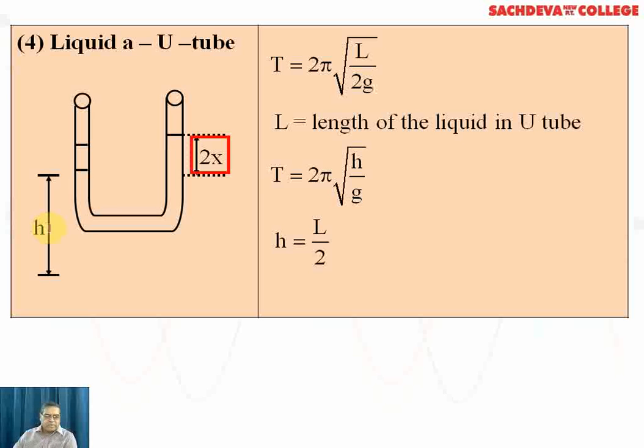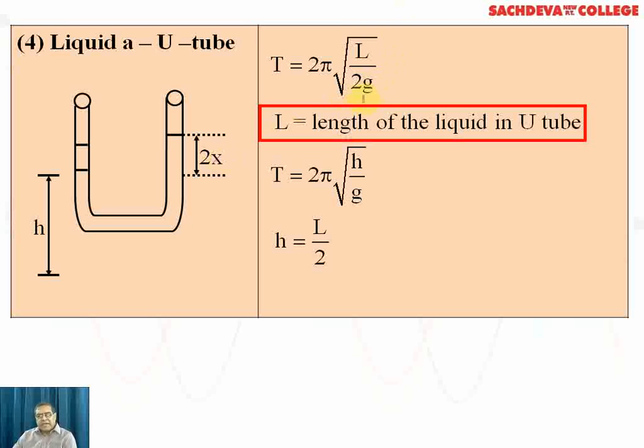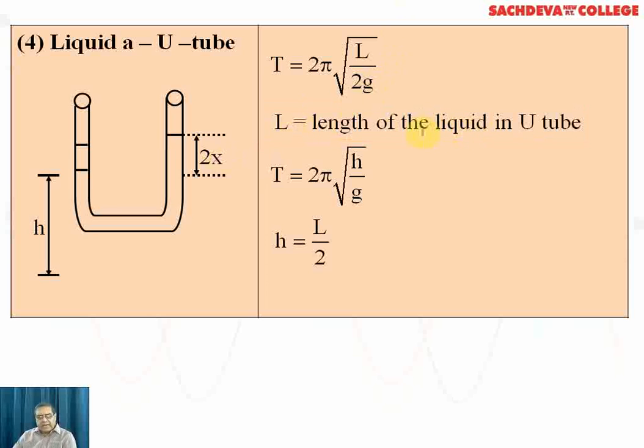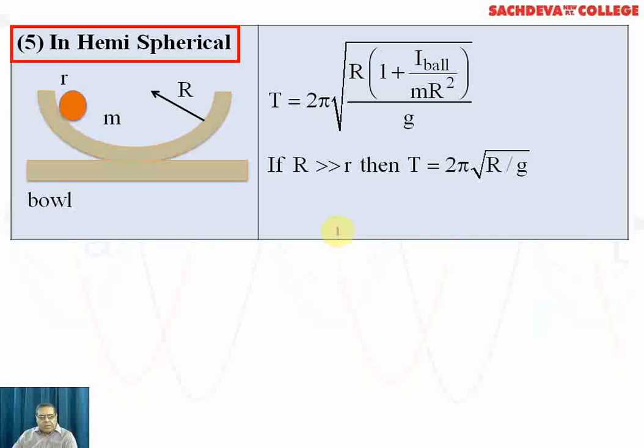The net displacement we have taken as 2x. If we want to find the time period of the harmonic oscillation in the U-tube, it should be 2 pi under root L over 2g, where L is the length of the U-tube, and h is the height of the column from the ground level, and h is L over 2. Now we come towards the hemispherical shell.